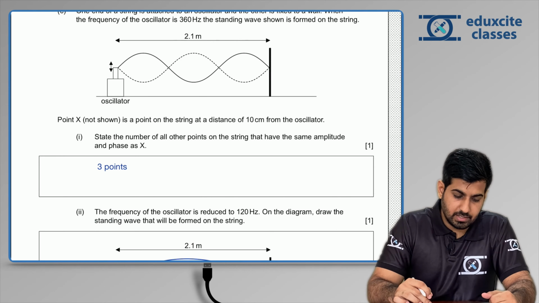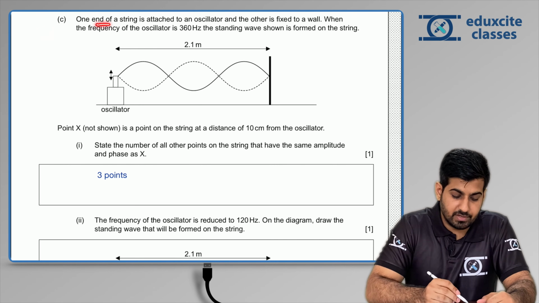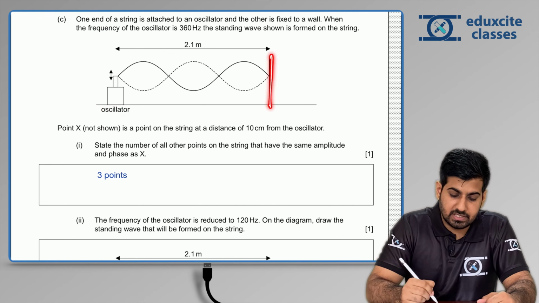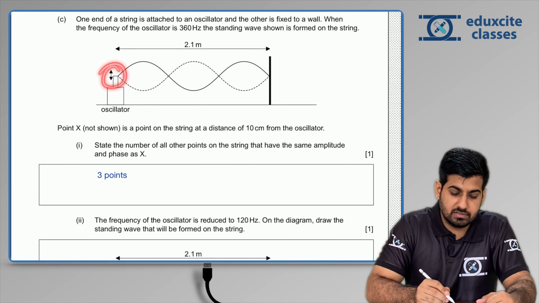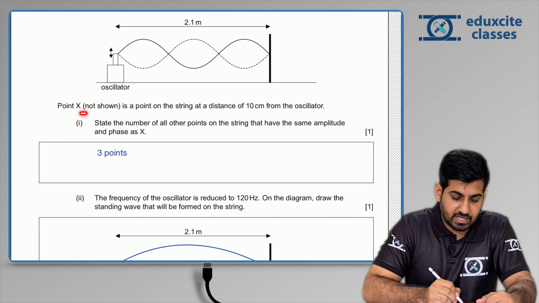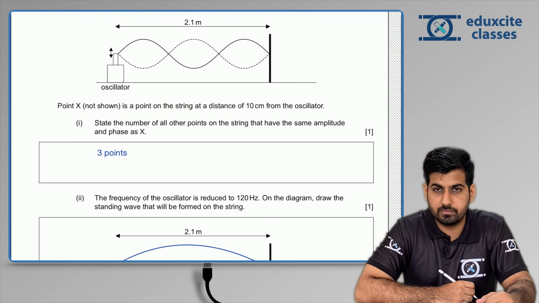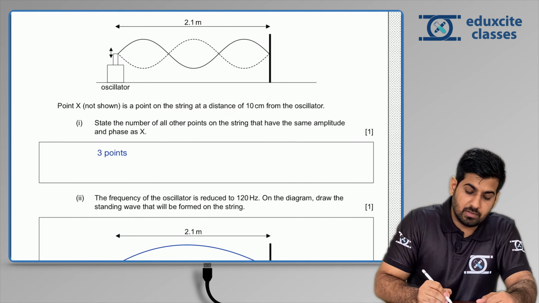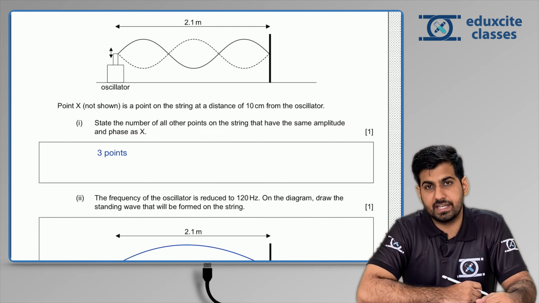Now coming to the standing wave part. One end of the string, you can see, is attached to an oscillator and the other end is fixed. When the frequency of the oscillator is 360 Hz, the standing wave is shown. The point X, not shown, is a point on the string at a distance of 10 cm from the oscillator. State the number of all the points on the string that have the same amplitude and phase as X.